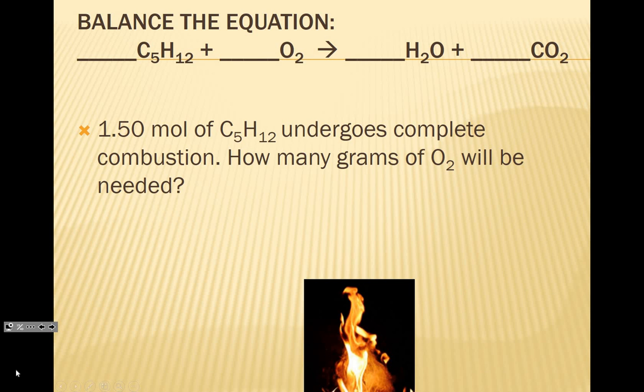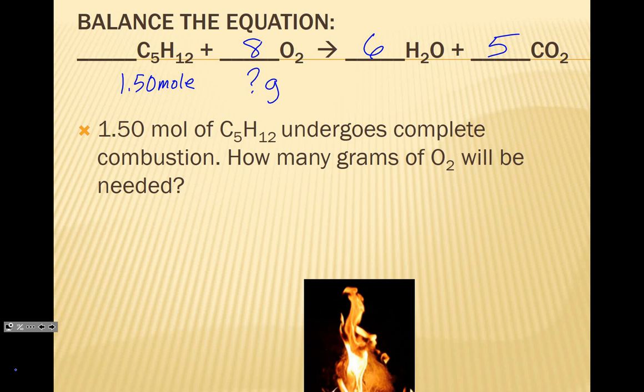Okay, who can give me the coefficients going across the top? Yes, what are they? 1, 8, 6, 5. Do I have a second on that? Yes, all right, here we go. Let's read the question. I have 1.50 moles of pentane. It undergoes complete combustion. How many grams of O2 will be needed? Okay, so this is something new. We can't stop at moles, but we always start with what we're given.